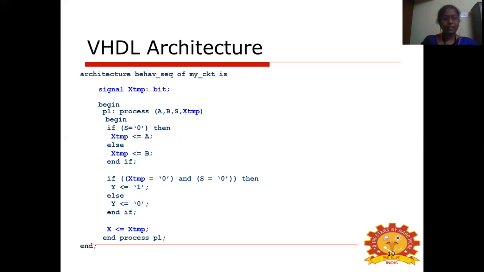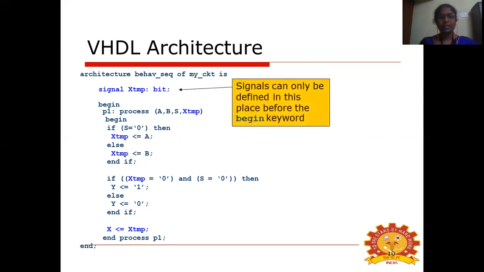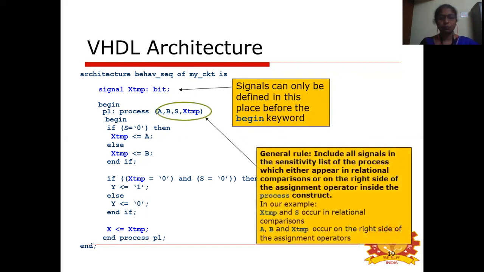If xtemp is 0 and S is 0, then 1 is assigned to Y, else 0 is assigned to Y. Now I am assigning the value of temporary signal to the signal X. This program works. The signal can only be defined in this place before the begin keyword.